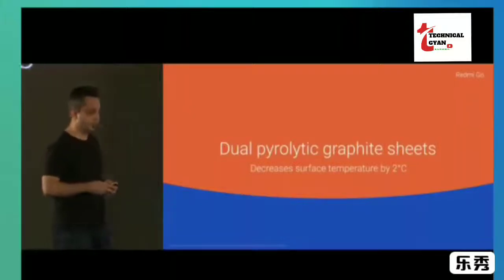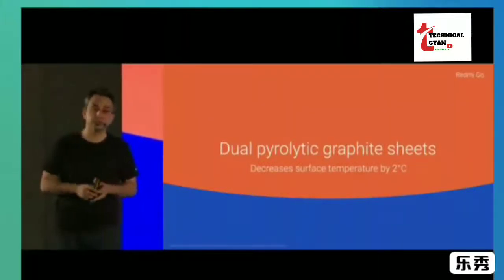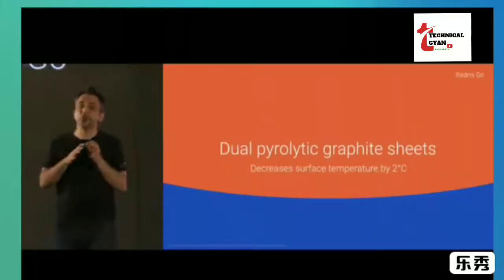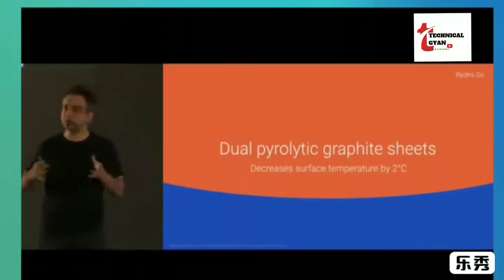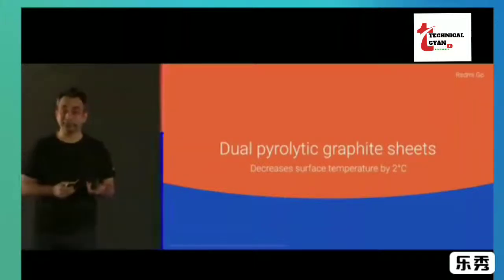Another one that we've been focusing on is the overall surface temperature. So Redmi Go comes with dual pyrolytic graphite sheets. It reduces the overall surface temperature by about 2 degrees centigrade. Important because we know summers are just coming, and for that, this really helps.